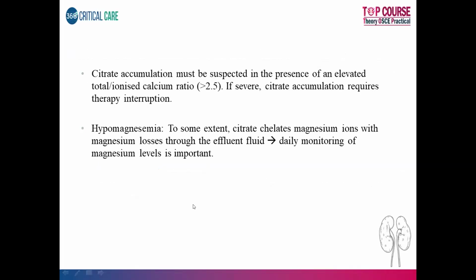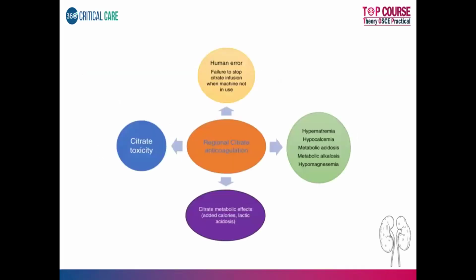Citrate accumulation must be suspected in the presence of an elevated total to ionized calcium ratio. So this comes in monitoring. Severe citrate accumulation requires therapy interruption. And what is the other thing? Hypomagnesemia also. Citrate to some extent chelates even the magnesium ions. So we have to monitor the magnesium levels daily or every 6 hours when the patient is on CRRT. So these are the complications of citrate anticoagulation.